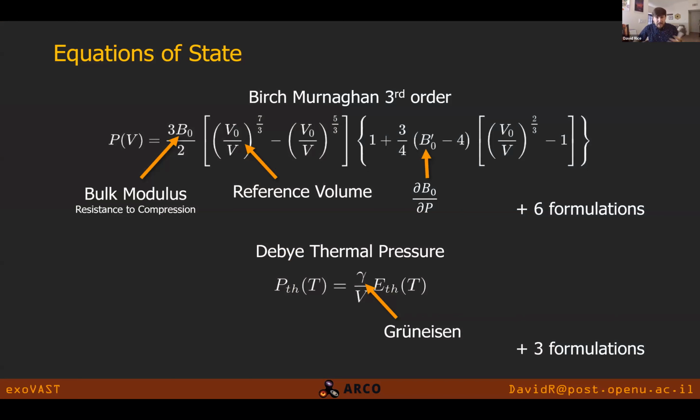And to do that, we have a lot of these empirical equations of state. So this is the Birch-Murnaghan third order equation of state. You can see the bulk modulus here, the reference volume, the derivative of the bulk modulus. These are all things high pressure physicists determine for their materials. Bulk modulus is the resistance to compression of the material, or 1 over the squishiness. And we have 6 different formulations for these equations of state. So all these different fitting formulas of how these materials respond to pressure, also how these materials respond to temperature. So this is a Debye thermal pressure determined by the Grüneisen parameter, and we have 3 different formulations for the temperature of these materials. So that was a super fast explanation of what MAGRATHEA does.